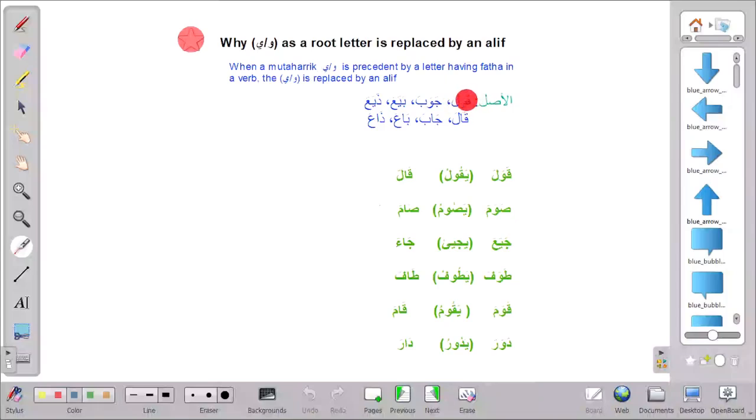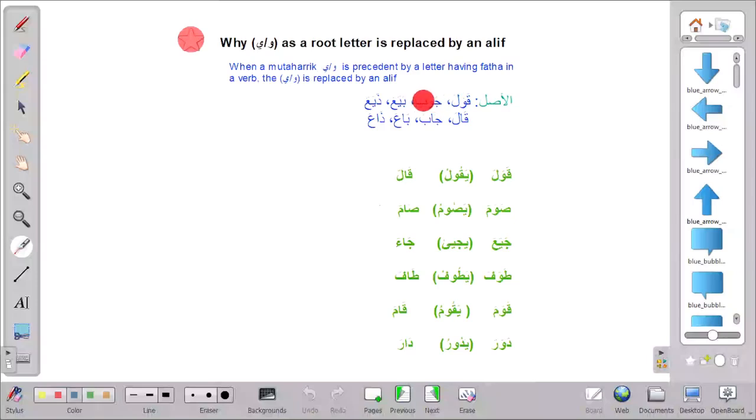Let's look at an example: Kawala. You see the Waw here. It is mutaharrik. It has fatha, kesra or dhamma; of course, it has fatha, so it is one of the three. So there is a Waw and it is mutaharrik, and it is preceded by a Qaf, which has fatha. So it is preceded by a letter having fatha. You see here the Qaf is what precedes it, and it has fatha. So we say that Waw or Ya will be replaced by an Alif. That's why it becomes Kola.